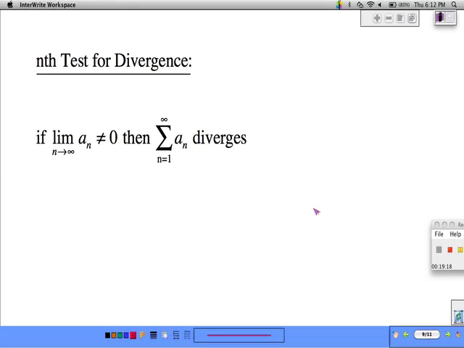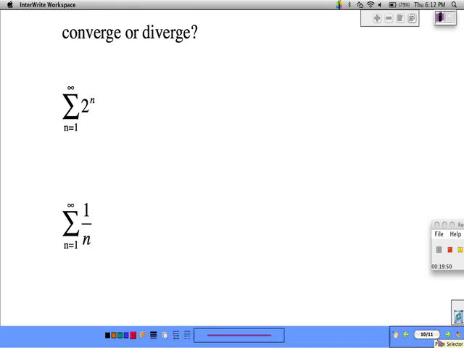But what we can say is that if that limit as n goes to infinity isn't 0, then we know that the series will diverge. If the limit equals 0, it's inconclusive. We don't know if it converges or diverges. It might diverge, it might converge. We don't know. There's more work that we would need to do. But we can safely say that if that limit isn't 0, there's not a chance that it can converge.